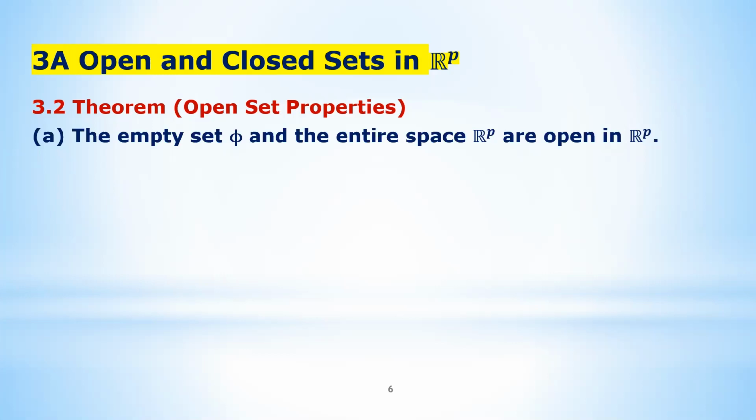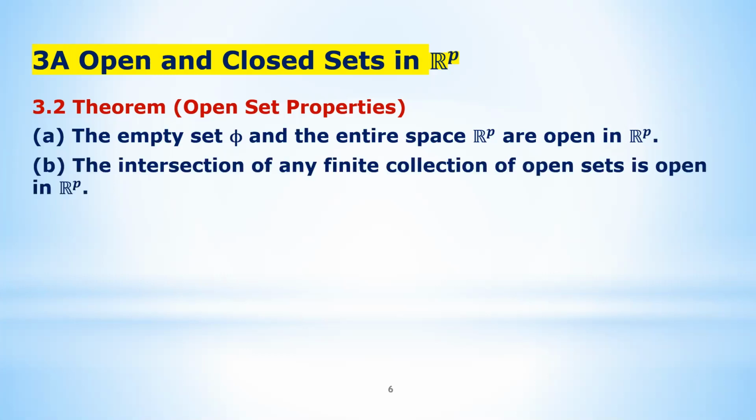Another thing is the whole space. The whole space R^p, of course it's open, because for every point in R^p you can find a ball completely in R^p, right? So the whole space itself is an open set. There's no problem. So when we talk about open sets, there are two trivial open sets. One is the empty set. The other one is the entire space. They are both open sets. Now let's think about the non-trivial open sets. Here's the result. It says that the intersection of any finite collection of open sets is an open set.